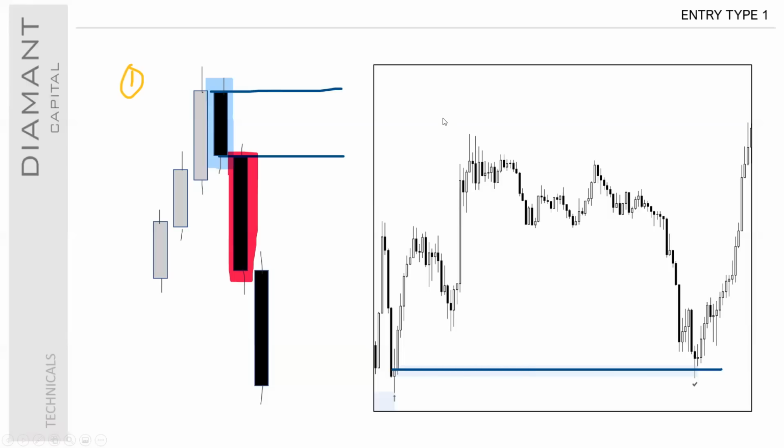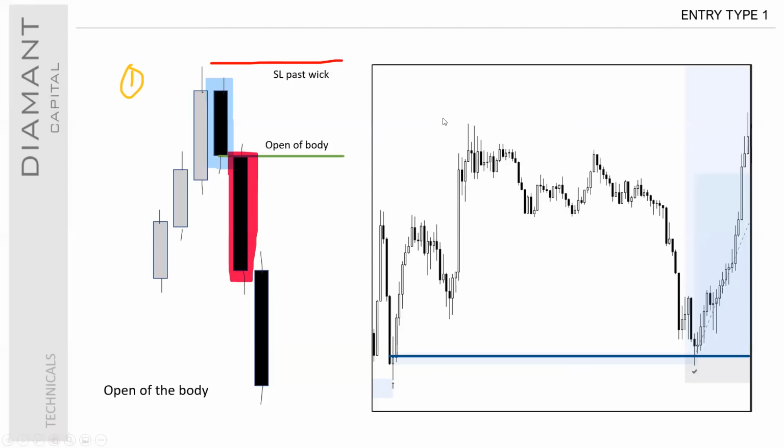So what does the entry look like? A few ways of entering as well. Like in the last example that I was explaining, one way is just entering off the open of the body, as we've just done right there. And then the stop loss is past the wick. As you can see, we got a pretty nice risk to reward there.